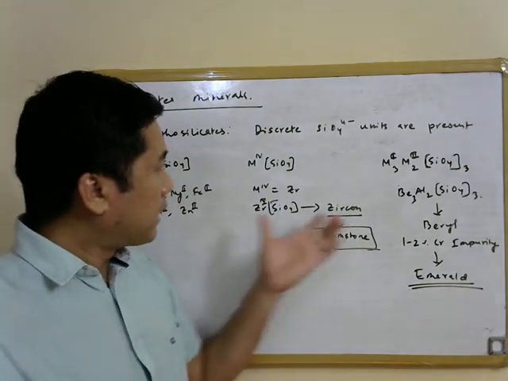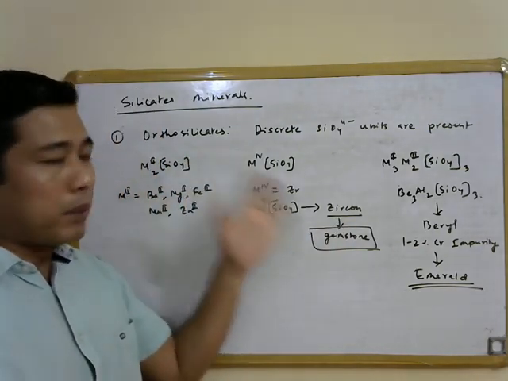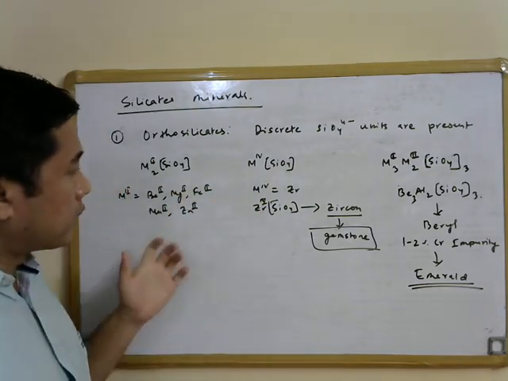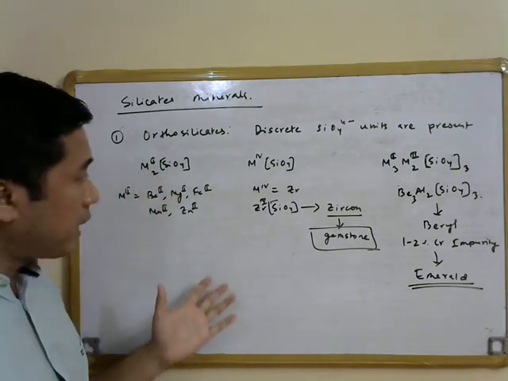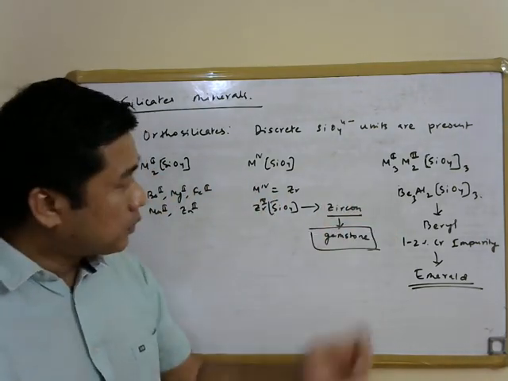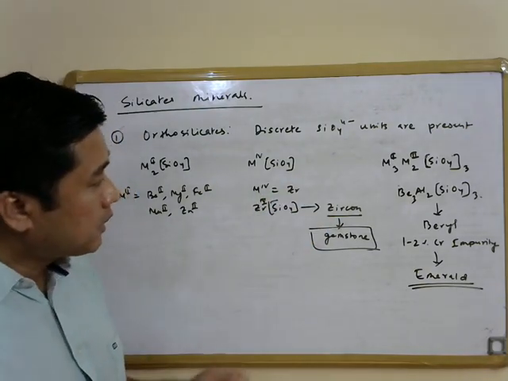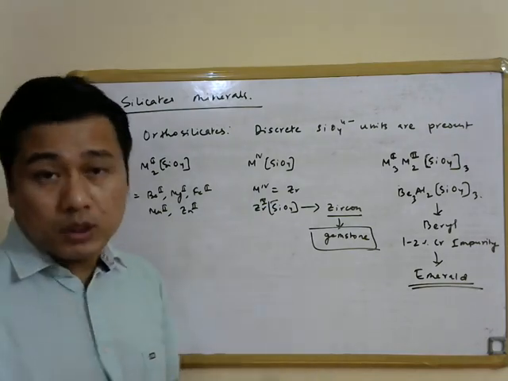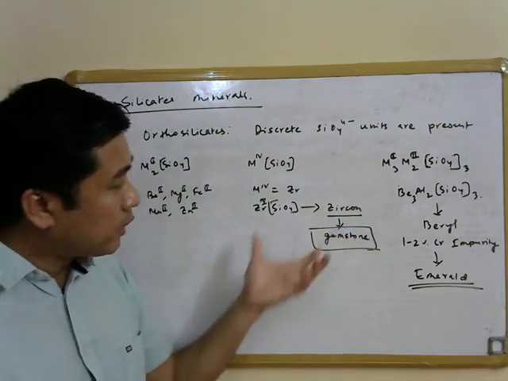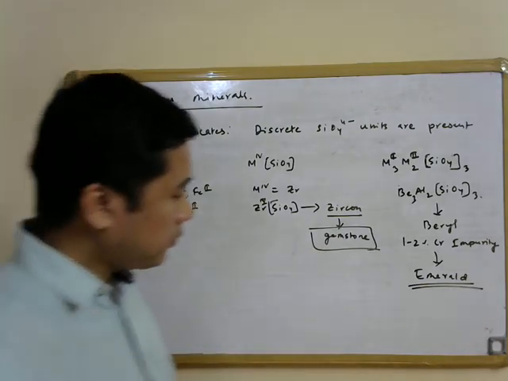So what we have seen is that there are 3 different types of orthosilicate minerals here depending upon the metal ions: one where divalent metal ions are present, one where tetravalent metal ions are present, and one where we have both divalent as well as trivalent metal ions present. We have seen important examples of this type of orthosilicate minerals, and we have seen that many of these are essentially used as gemstones.